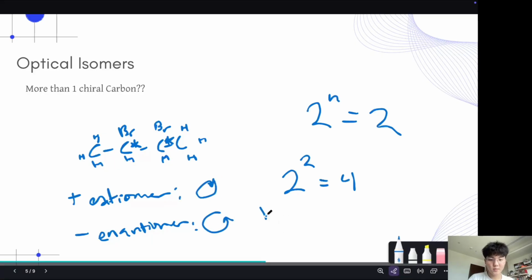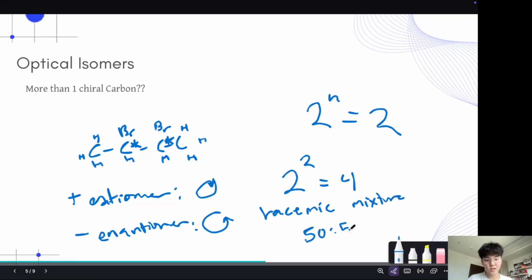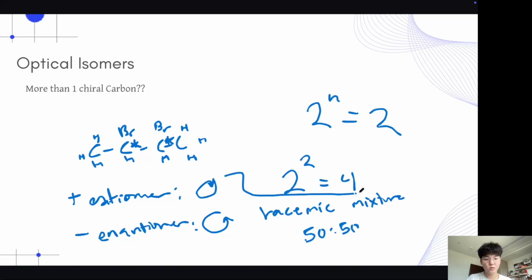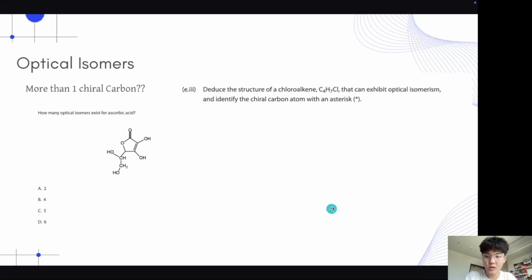And a racemic mixture, like a mixture of these enantiomers, is basically 50-50 of positive and negative enantiomers. So therefore they would cancel out. That's basically it, but this is very surface level since it's not too important. Let's do some past papers. So let's start with that one.